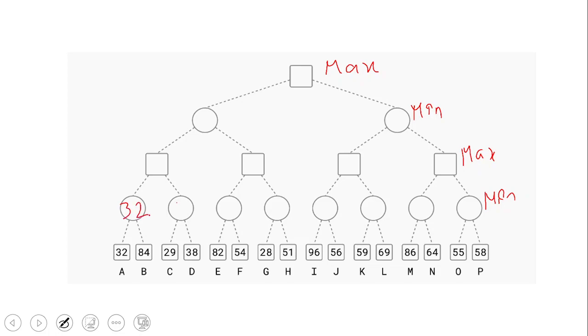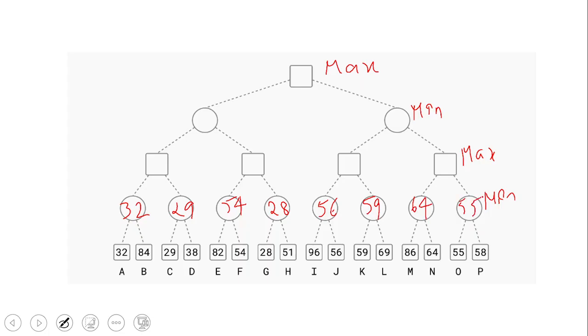29, 38, minimum is 29. 82, 54, minimum is 54. 28, 51, 28. 96, 56, 56 is the minimum. 59, 69, 59 is the minimum. 86, 64, 64 is the minimum. 55, 58, 55 is the minimum.